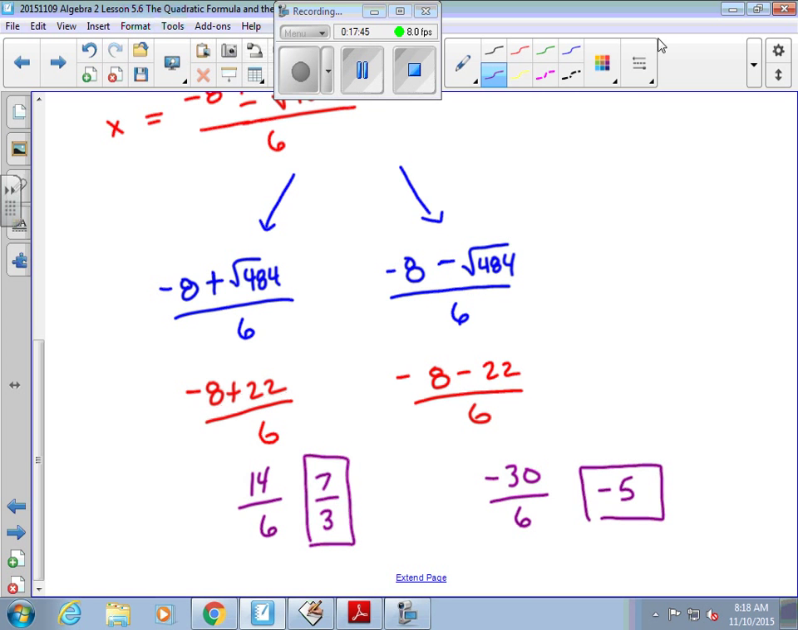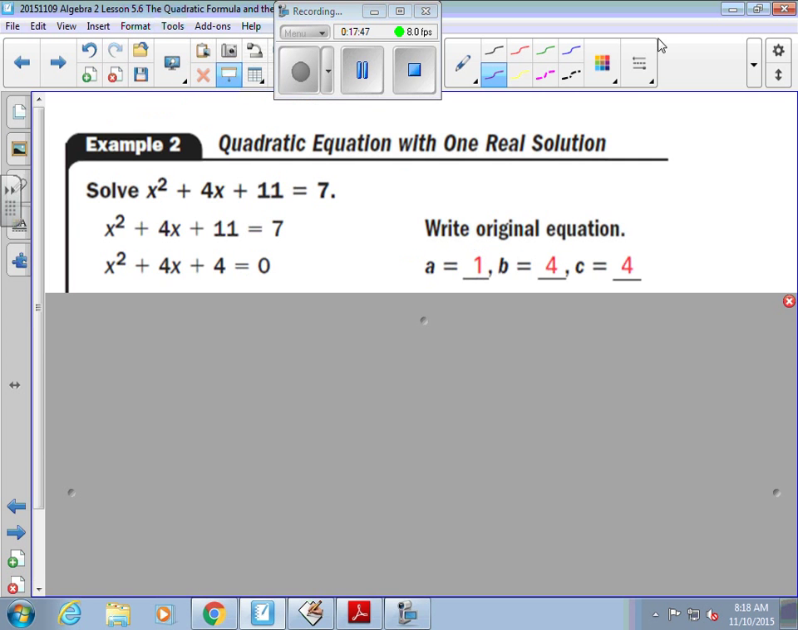Let's talk about the next option, one real solution. Now, one real solution are numbers that are going to come out to be equal to 0. So right here it says x squared plus 4x plus 11 is equal to 7.